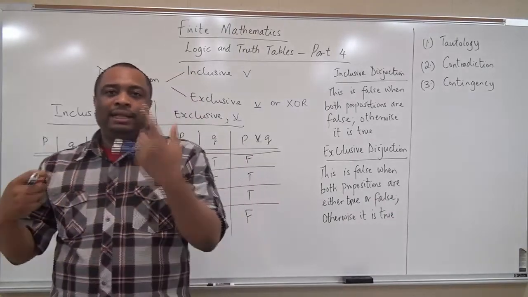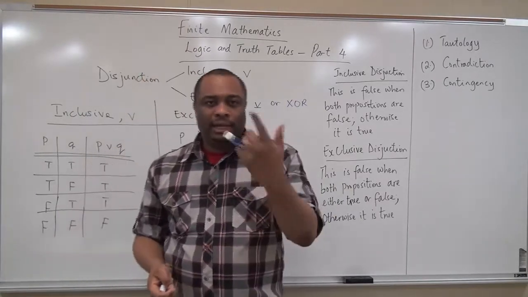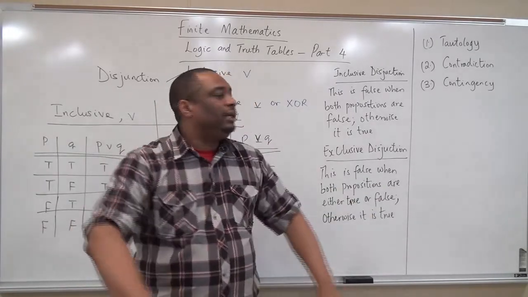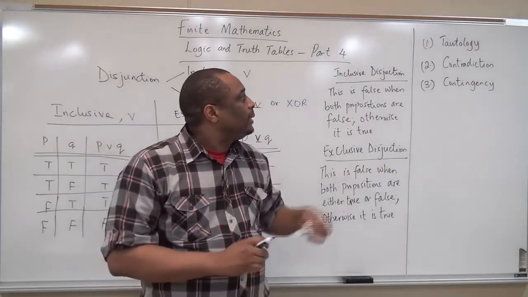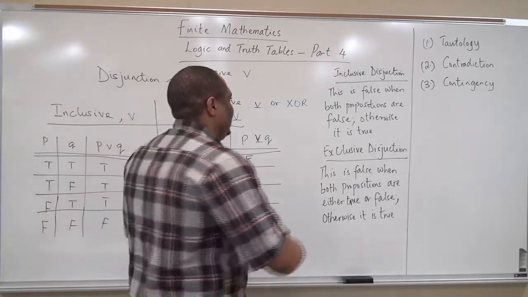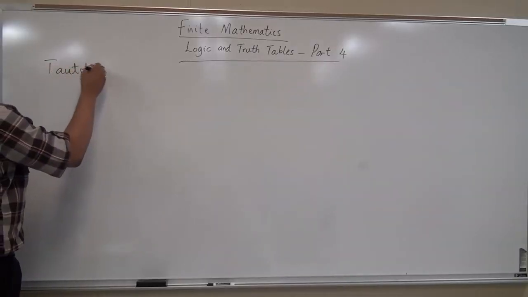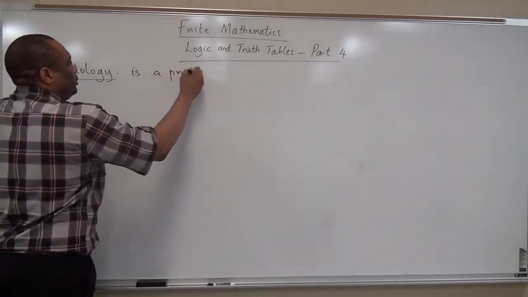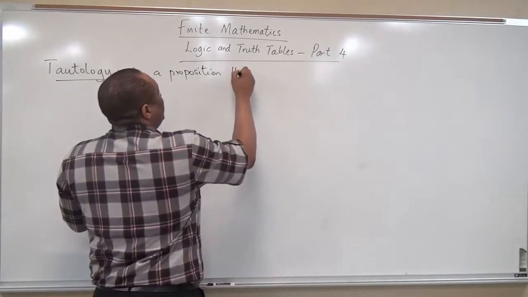Now contingency is when it is neither tautology nor contradiction. That means you have at least one true and at least one false. You don't have only trues and you don't have only falses. That is for contingency. So let's look at some examples of what I just explained. Tautology is a proposition that is always true.